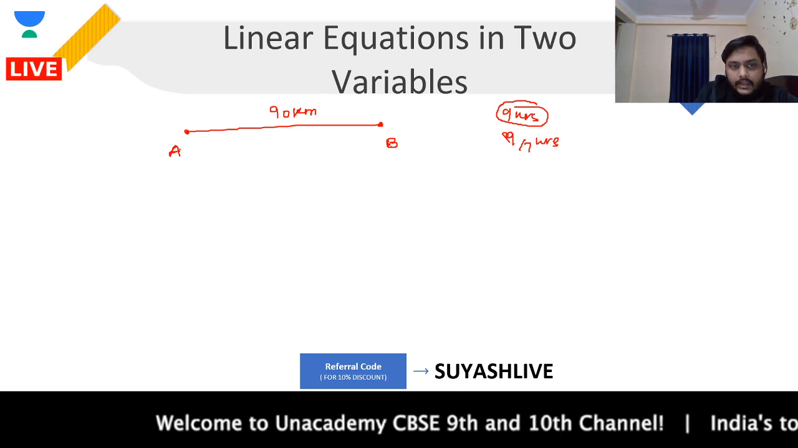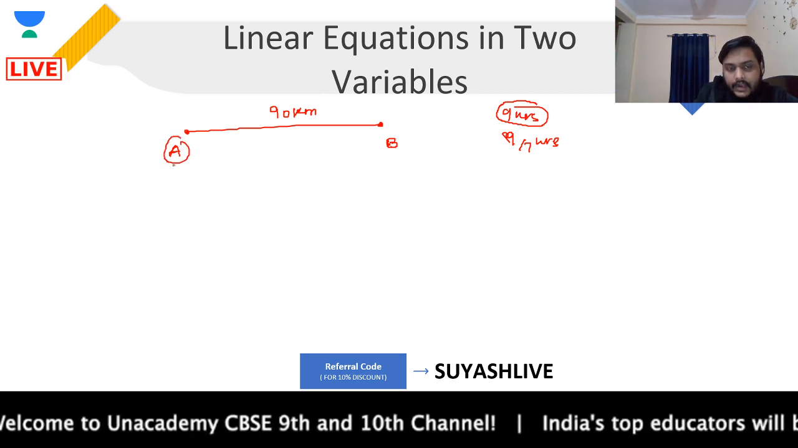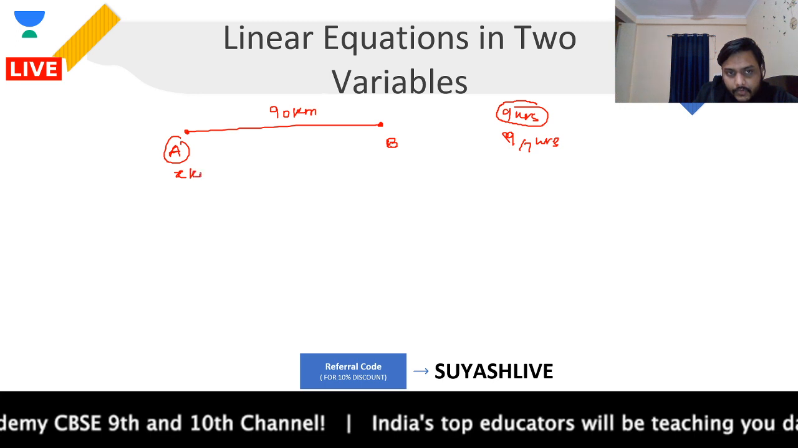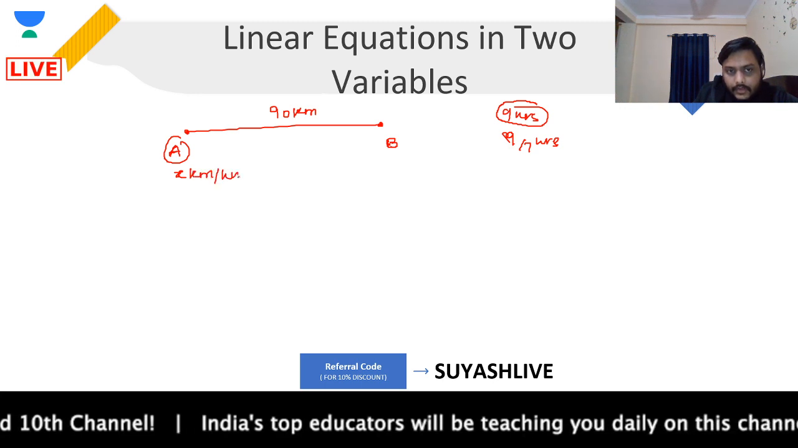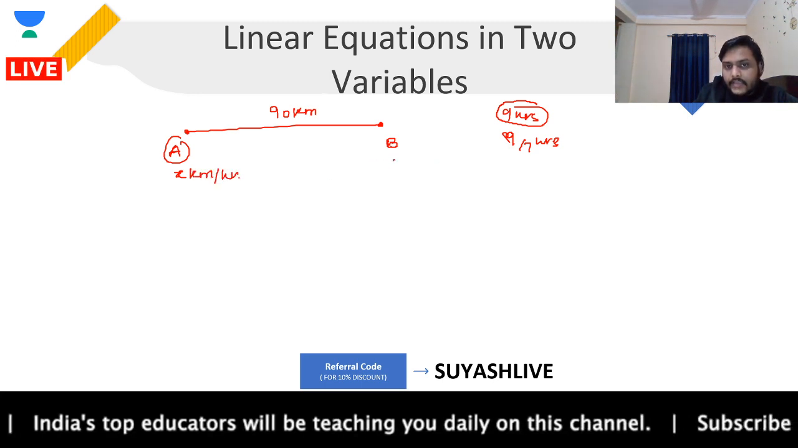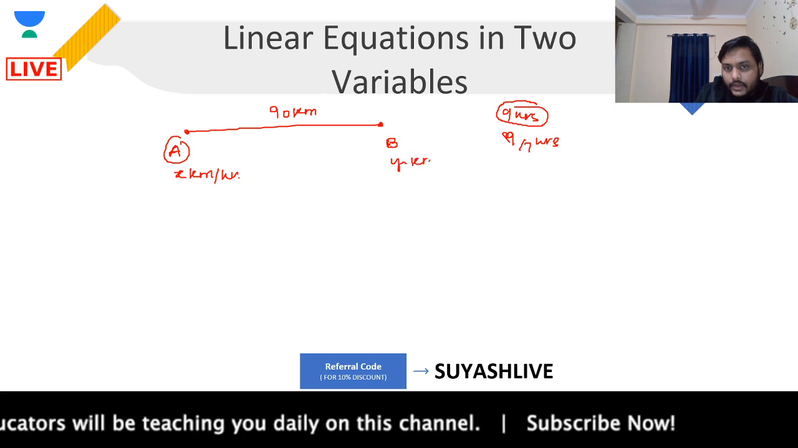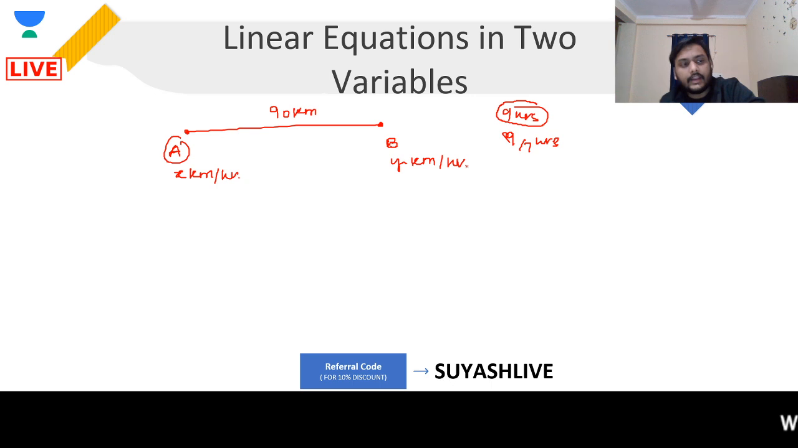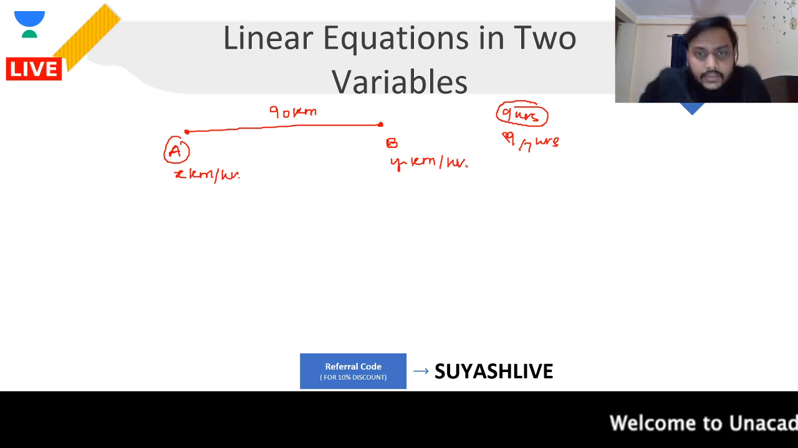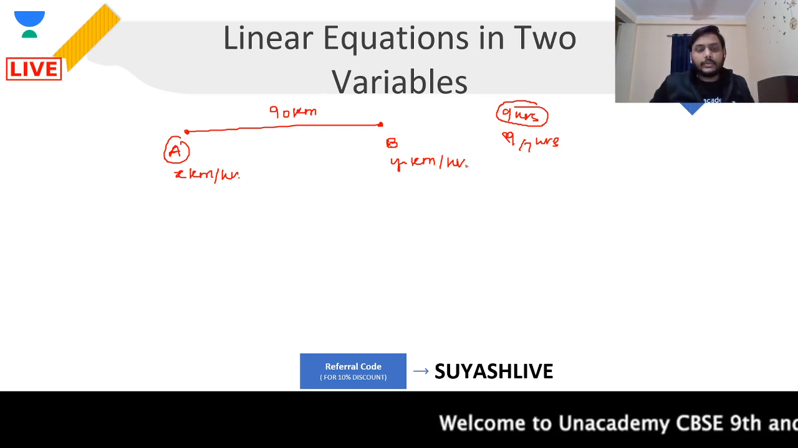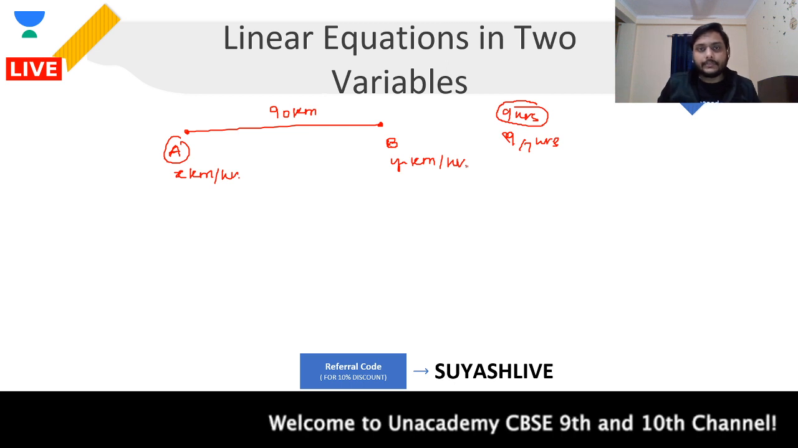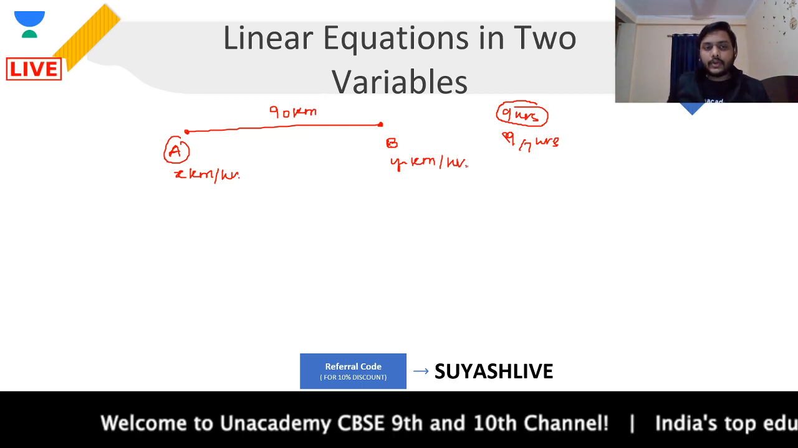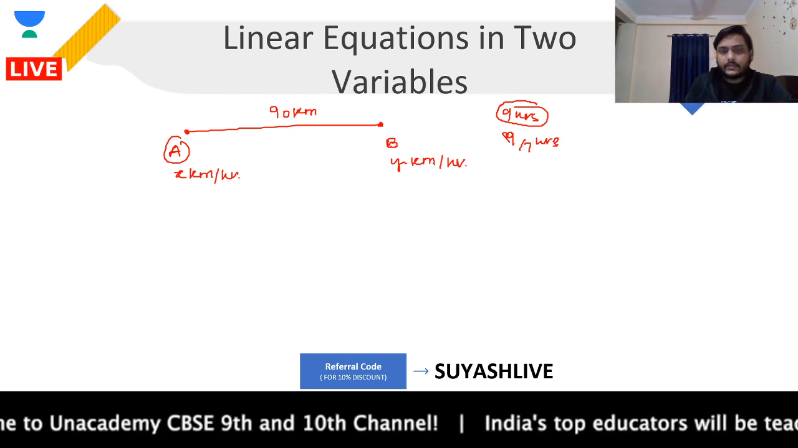Before that, I am simply assuming that the car at A has a speed of X kilometer per hour, and the car at B has a speed of Y kilometer per hour. Are you clear? I simply assume their speeds, that the speeds of car A and car B are X kilometer per hour and Y kilometer per hour. Now, when I'm talking about this question, guys, understand what is given to me.